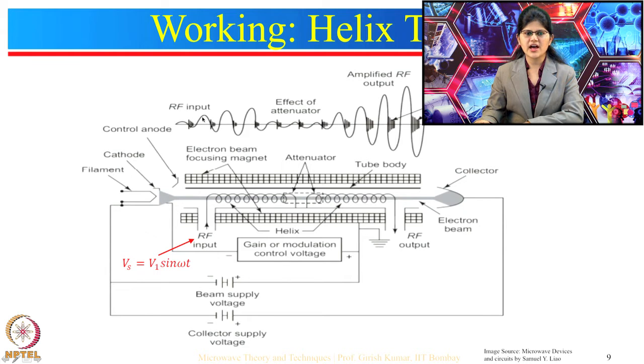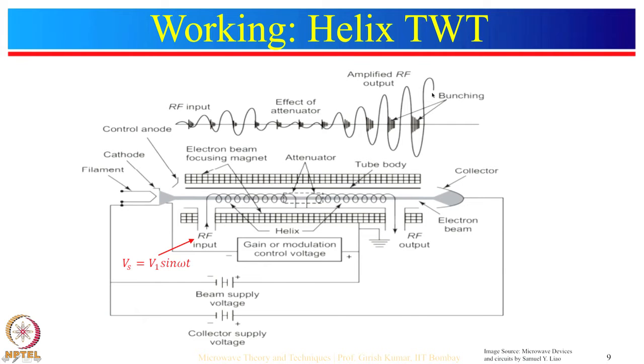This amplified RF signal will produce denser bunches of electrons, and those denser bunches of electrons will further amplify the RF signal. RF signal is continuously amplified till the attenuator, and at the attenuator the RF signal is attenuated, and after that the same process of bunching and transfer of kinetic energy from electron beam to RF signal takes place like this. So, this is how the RF signal in helical structure is amplified.